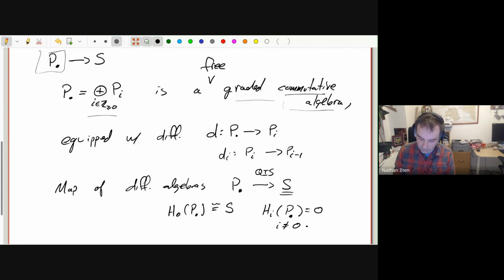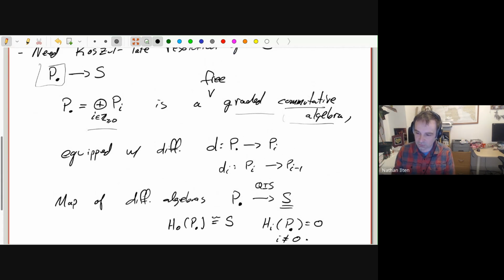And the idea is if I want to do some kind of derived functor thing, instead of using this object S, I should replace it by this model P dot, which somehow has much nicer properties.